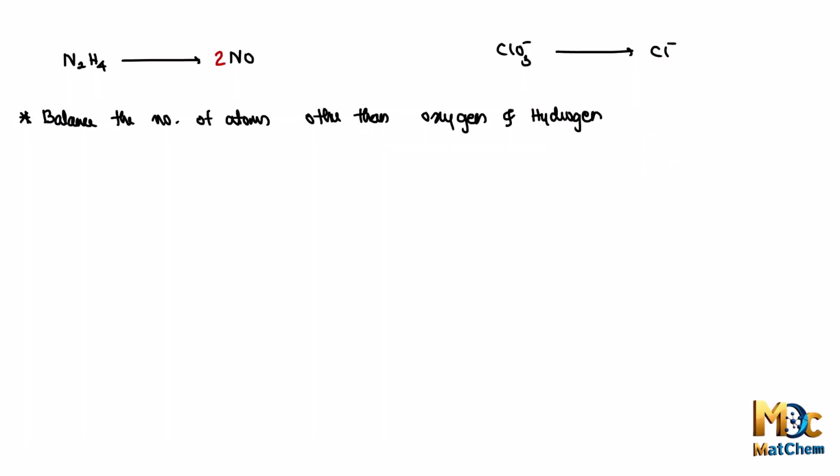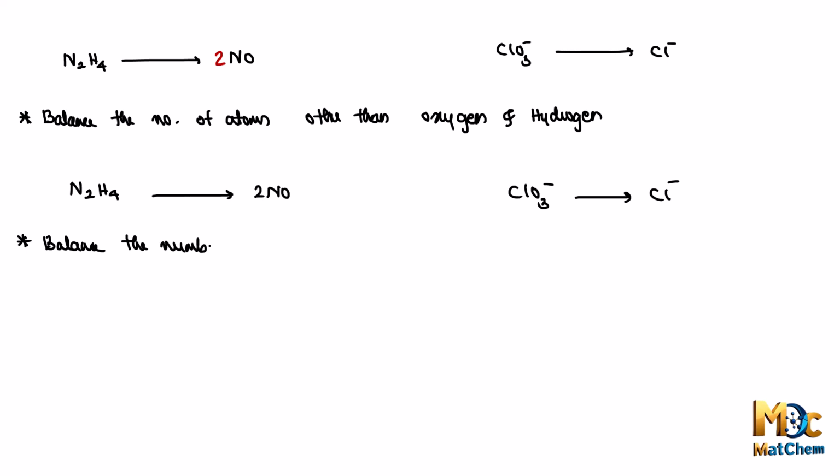Okay, so the first step is done. The next step is we can write out the reaction again: N2H4 giving 2NO, and ClO3 minus giving Cl minus. So the next step, we should balance the number of oxygen atoms by water.